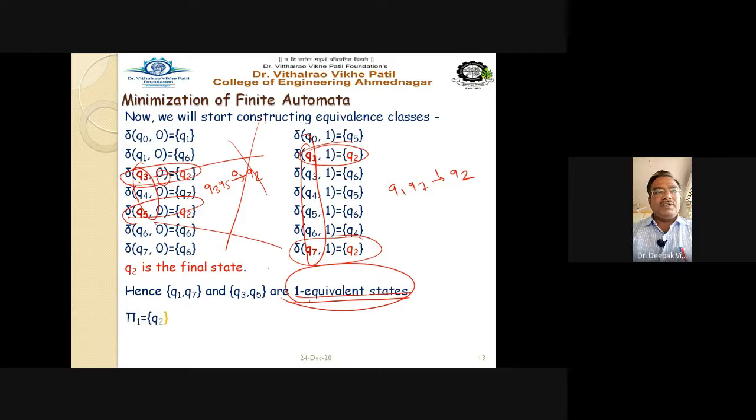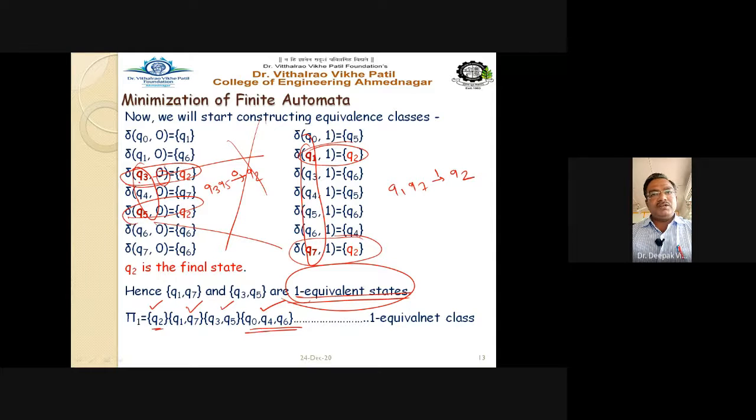So we further write pi 1 equal to Q2. That is nothing but your final state. And all the non-final states are partitioned into two sets. This is the first set, this is the second set, and the remaining states are in this particular set, right? So now we have to consider the transitions for these Q0, Q4, and Q6 states, right? So see here on the next slide.